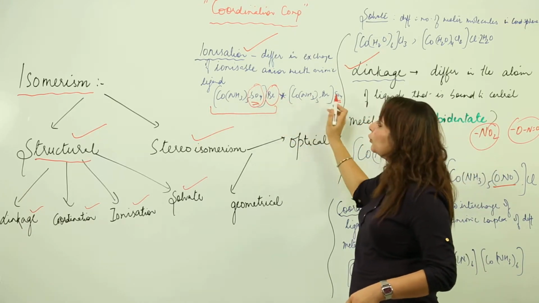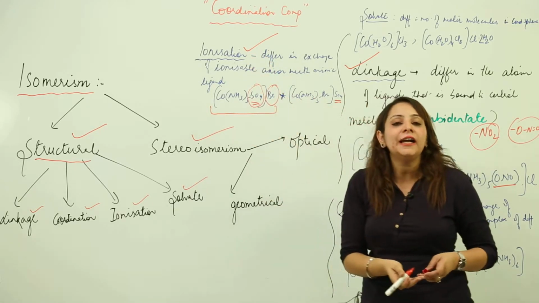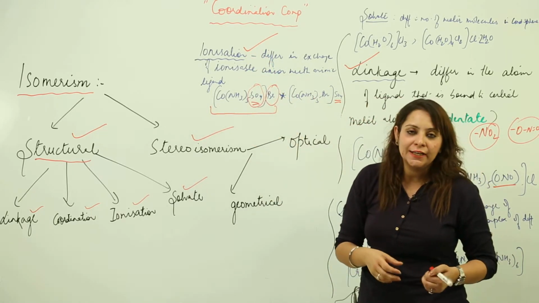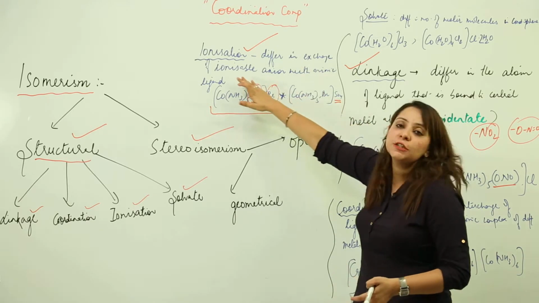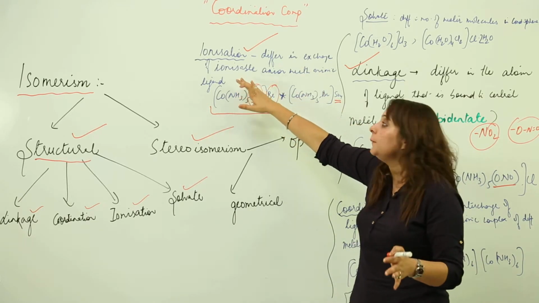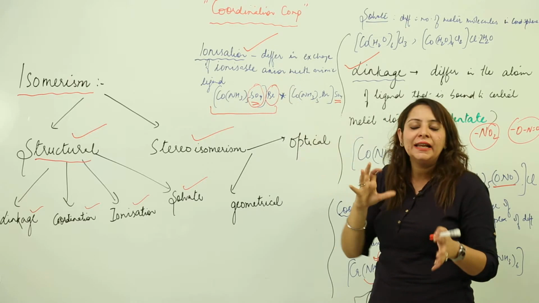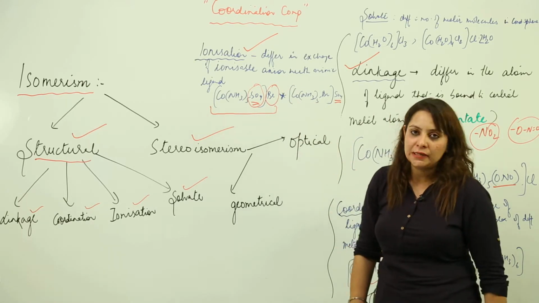I just exchanged the two. That kind of thing is called ionization isomerism, in which they differ in the ionizable anion and the anionic ligand. They will both exchange their places.